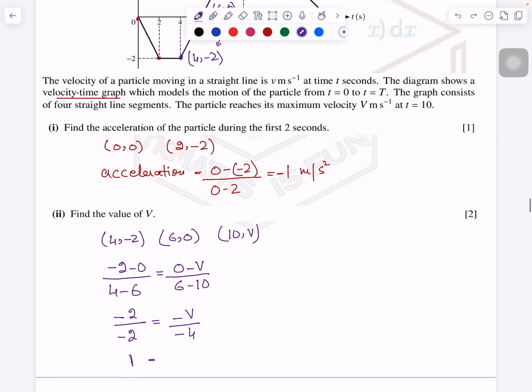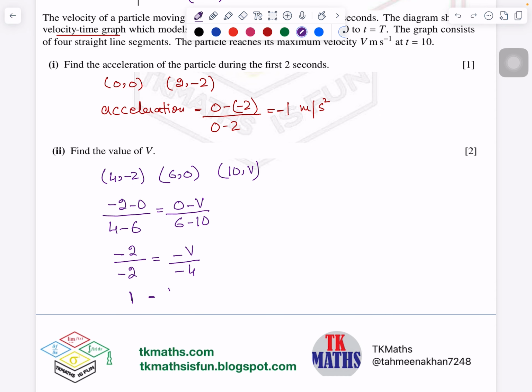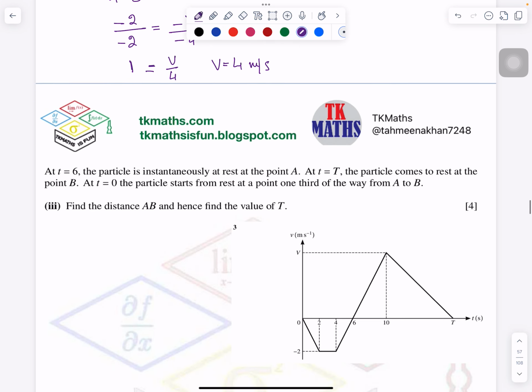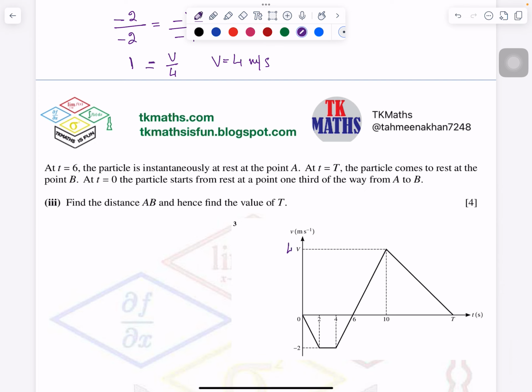Okay, so now it will be v over 4. So v is equal to 4 meter per second. So I have found the value of v here, which is 4 meter per second. So we have found this value, it is 4. And this acceleration is -1 and this is 1.